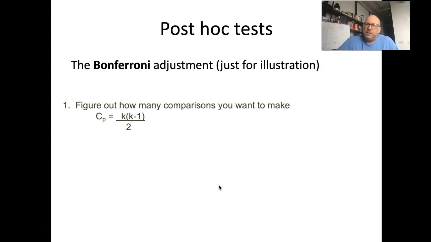So what Bonferroni decided to do a long time ago is he used this formula to figure out how many comparisons you'd want to make. In our case, we'd have 3 because we have k is equal to 3. 3 times 2 divided by 2 is 3. But remember that grows really fast. So 4 goes to 6, 5 goes to 10, and so on.